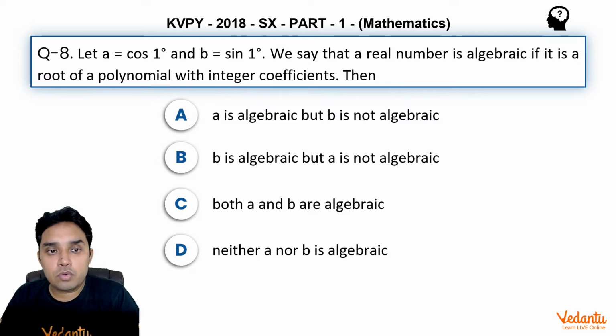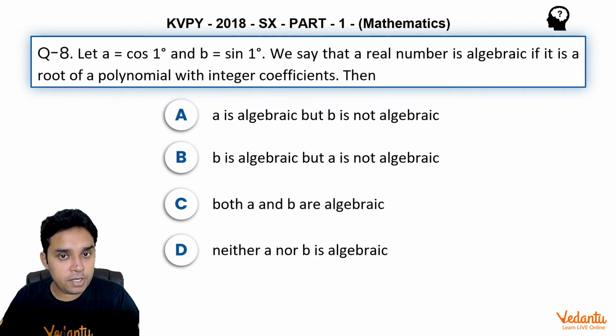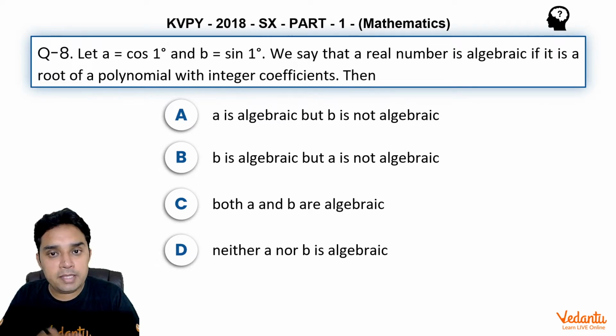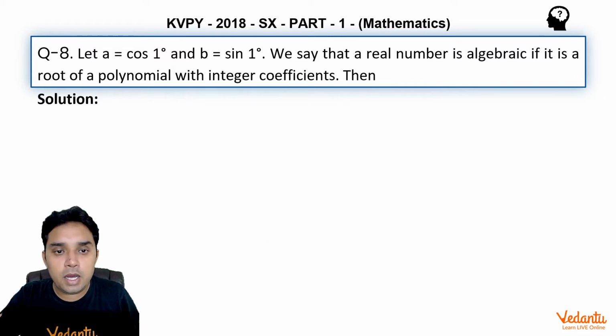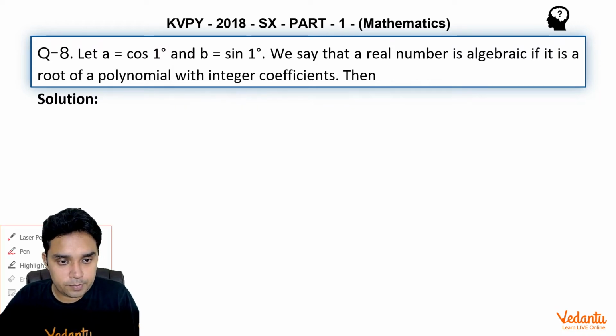Let A equal to cos 1 degree and B is equal to sin 1 degree. We say that a real number is algebraic if it is a root of a polynomial with integer coefficients. Then we are given 1, 2, 3, 4 options in which they are asking whether A is algebraic or B is algebraic or both or none. Let us see how to solve this question first.